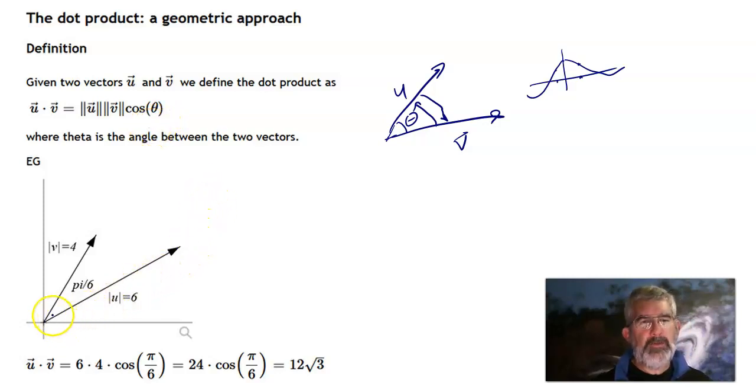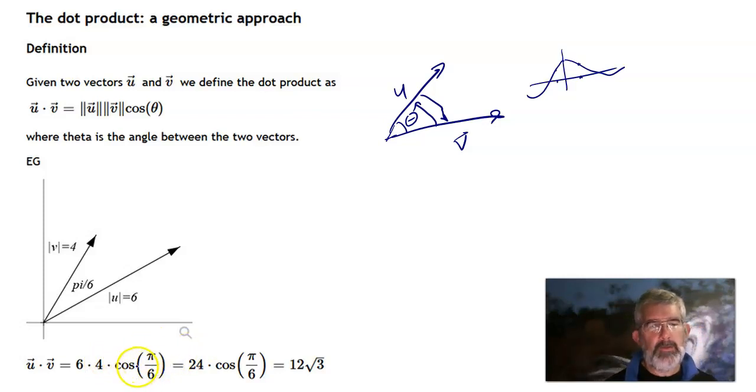Here's an example. I drew this vector here with length 6, and this vector here with length 4. And the angle in between, I made it so that it was pi over 6. I actually did plot this reasonably carefully, and this angle is pi over 6 right here. And so the dot product of these two vectors would be the length of one times the length of the other times the cosine of the angle, right? The length of the first one is 6, the length of the second one is 4, and the angle between them is pi over 6.